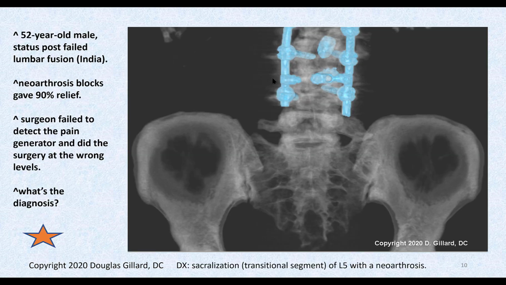Right, here's a case of mine a couple years ago. So a 52-year-old male, he's status post failed lumbar fusion. This is a case from India, and you can see that's the P to A view. Here's the iliac crests, and this is kind of a weird semi 3D CT scan. You can see the sacrum quite nicely. You can see L5, and what do you see? Well, let's see. These are the pedicles right here. You can see the vertebral body quite nicely.